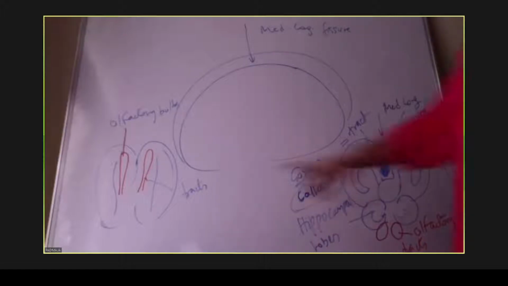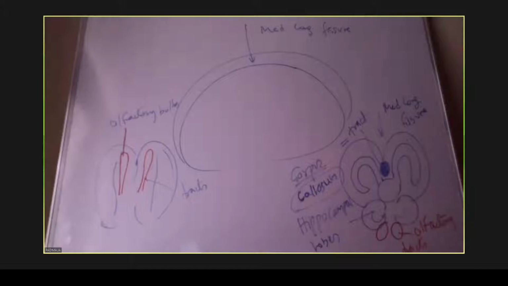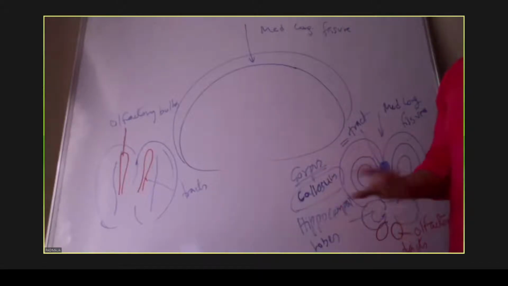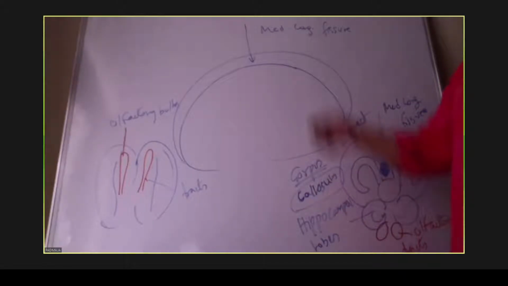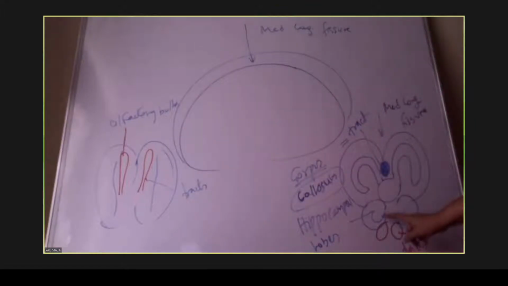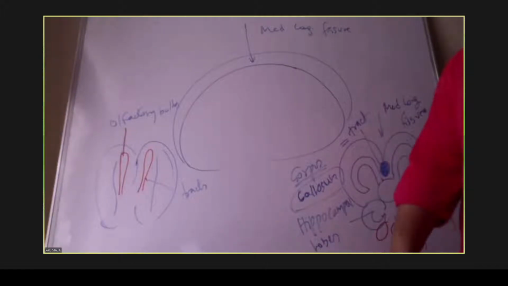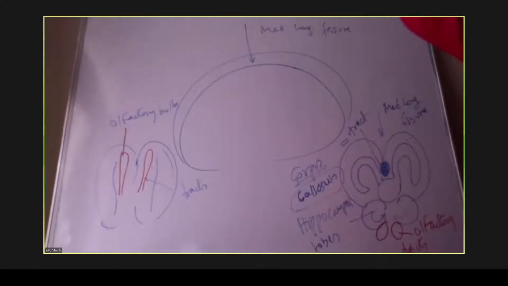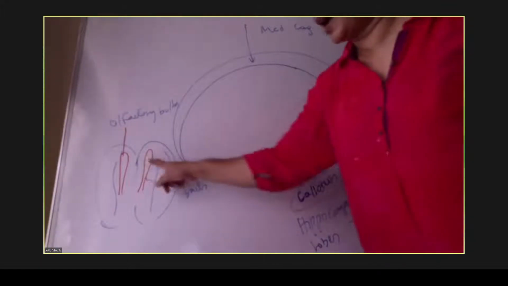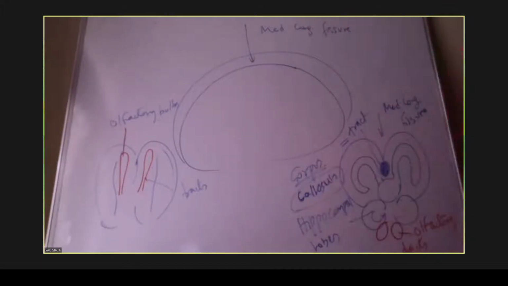Next point, olfactory bulbs. What is their use? Smell. Through their tracts attached to the hippocampal lobes. Important. Another important point. Once it was an exam question. So note down: olfactory bulbs, through their tracts, attached to the hippocampal lobes.